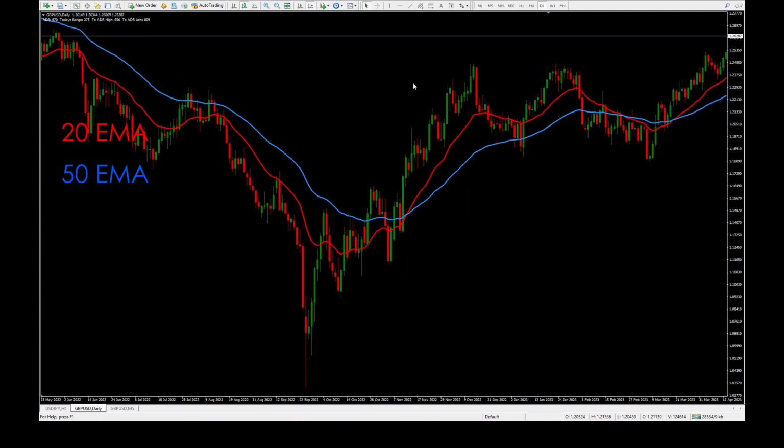To set up the exponential moving average cross strategy, you'll need to add these two exponential moving averages to your price chart. As you can see, the 20 exponential moving average, blue line, crosses above the 50 exponential moving average, red line, indicating a bullish crossover. This is a potential signal to enter a long position.